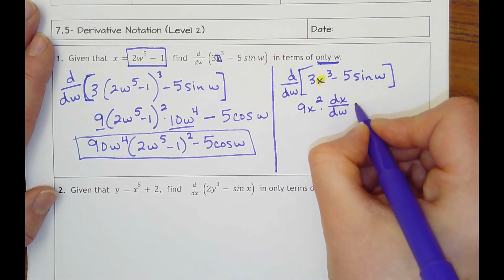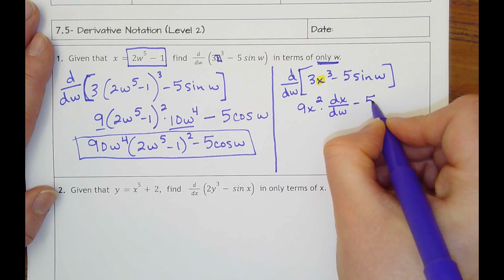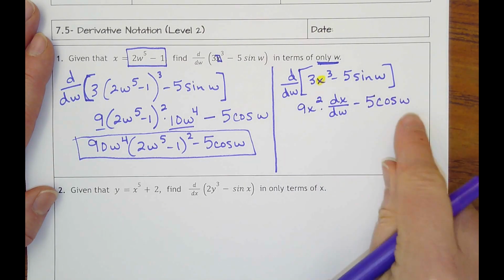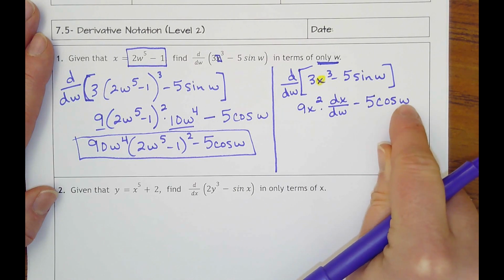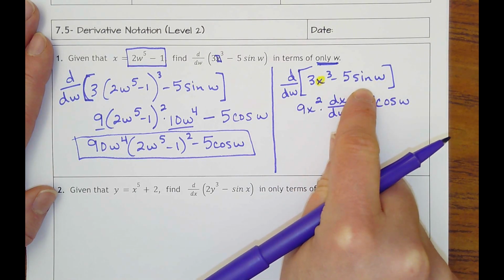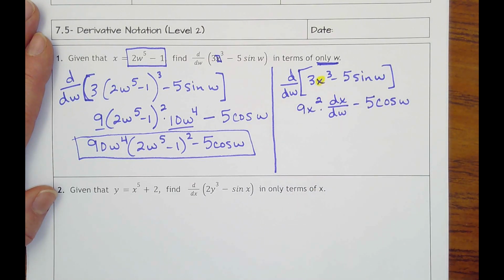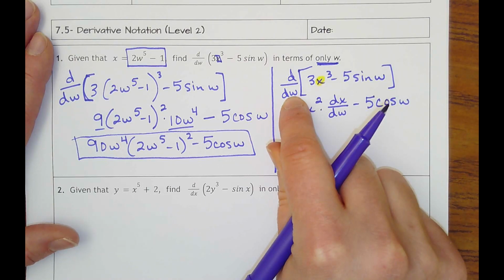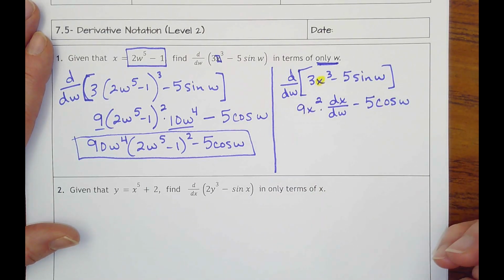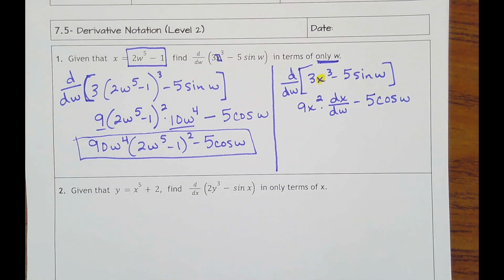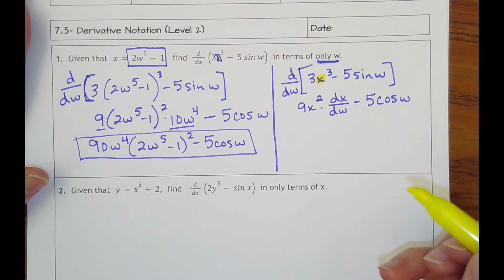Okay, and then here would be minus 5 cosine of w. I don't have to do anything with the w because w is what I was in terms of. I mean, I could do dw over dw, but we found out that's 1 anyway. So the only time it's weird is when you have a variable that doesn't match what's in the denominator. Okay, and so then what they want me to do is to get it in terms of only w.